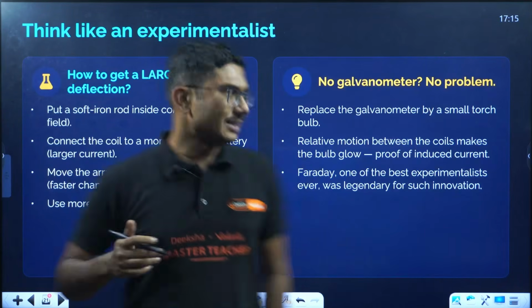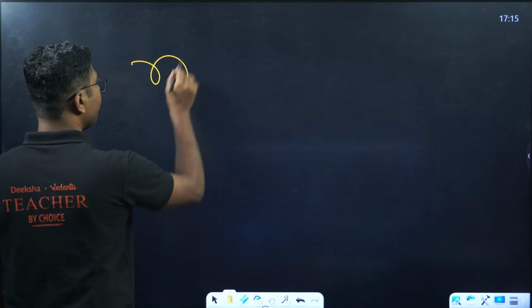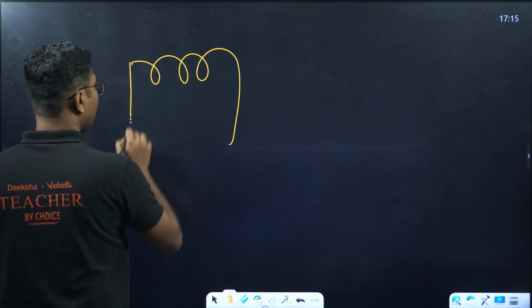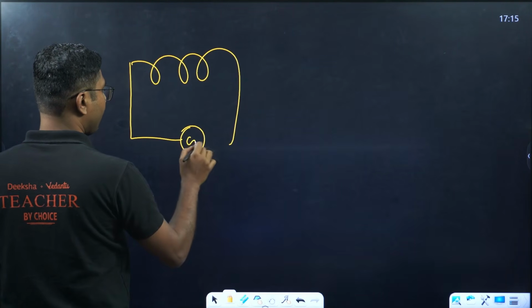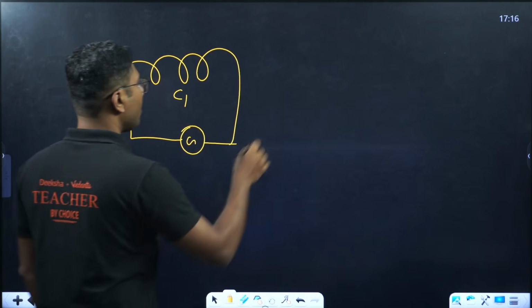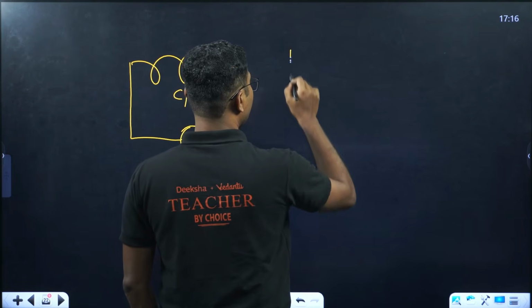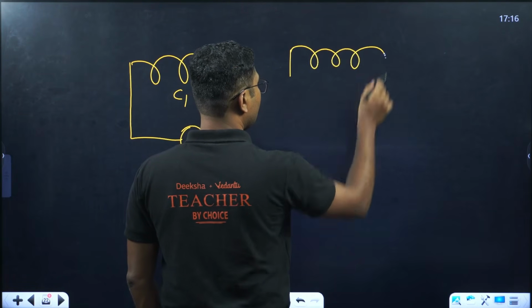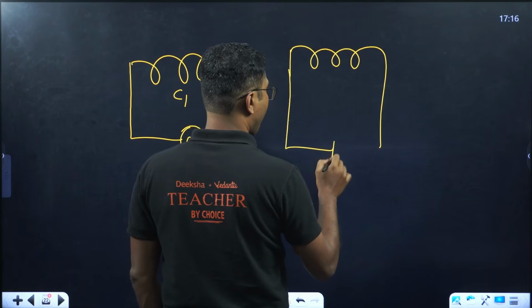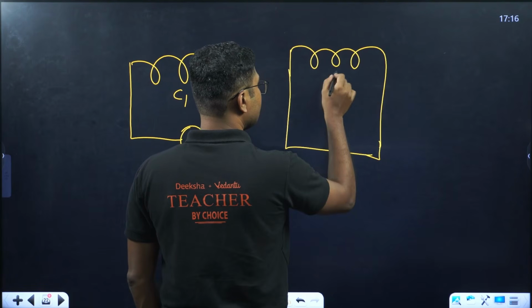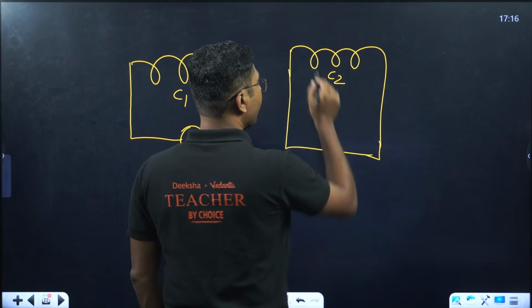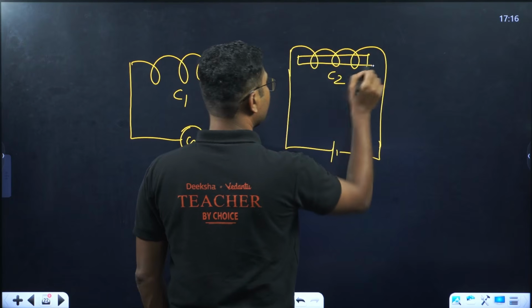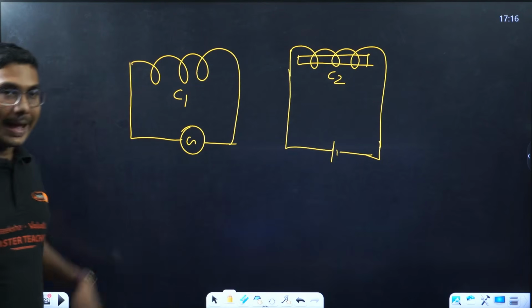What is C1, C2? In the experiment that we have performed, the original coil, which is fixed with the galvanometer, is my C1. And when you are adding another coil, this is C2. So if you add an iron rod over here, the magnetic field increases.